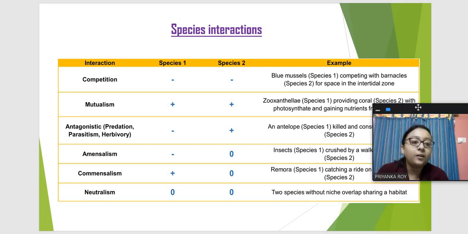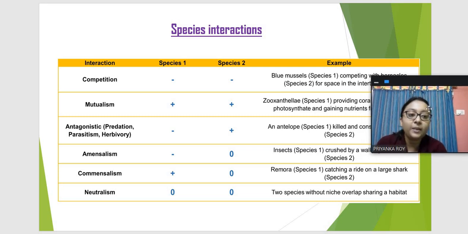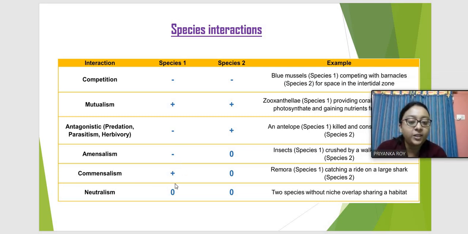Next comes commensalism. Commensalism, like you can understand from here, is just the reverse of amensalism, where one is benefited and the other is neither affected nor benefited. The example given here is a remora catching a ride on a large shark. You will see sometimes in Discovery channel or other documentary videos of underwater life that when a shark is moving at high speed, some little fishes are hanging on with it, and they are also taking a ride along with it.